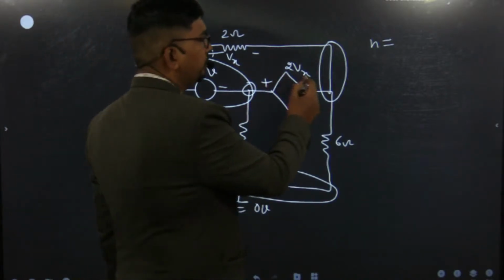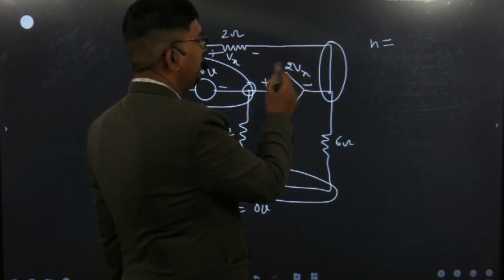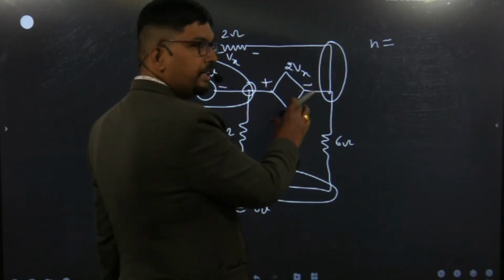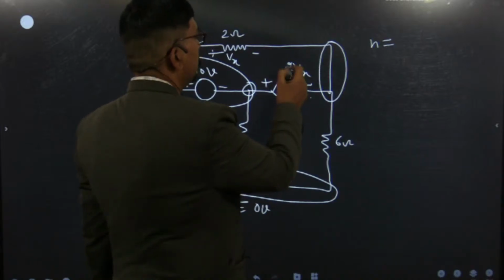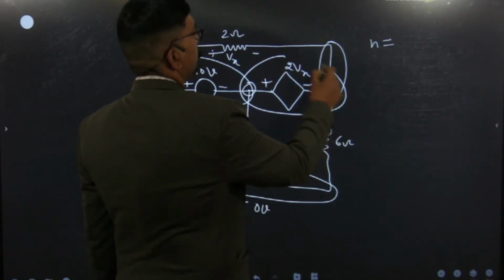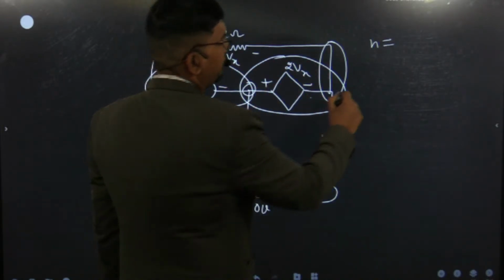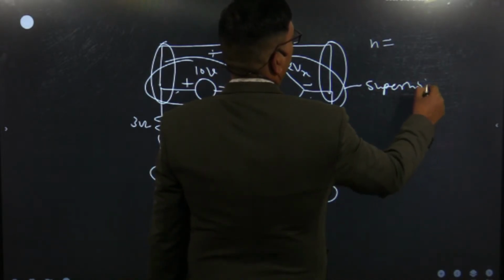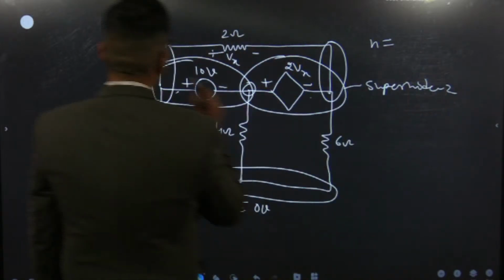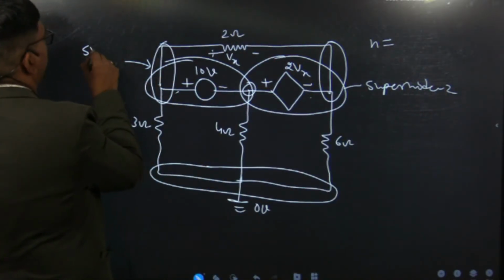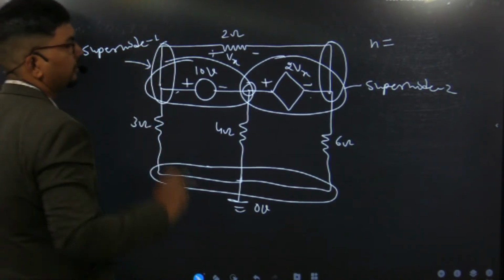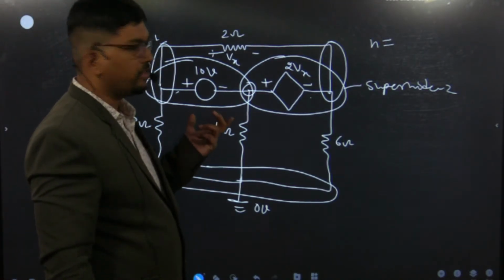Similarly, this is also a voltage dependent voltage source, and it is also ideal because there is no series resistance. So it is also a super node. It means in this circuit there are 2 super nodes: one is on the left hand side and another is on the right hand side. This is super node 1. So we will write down the equation for this circuit.